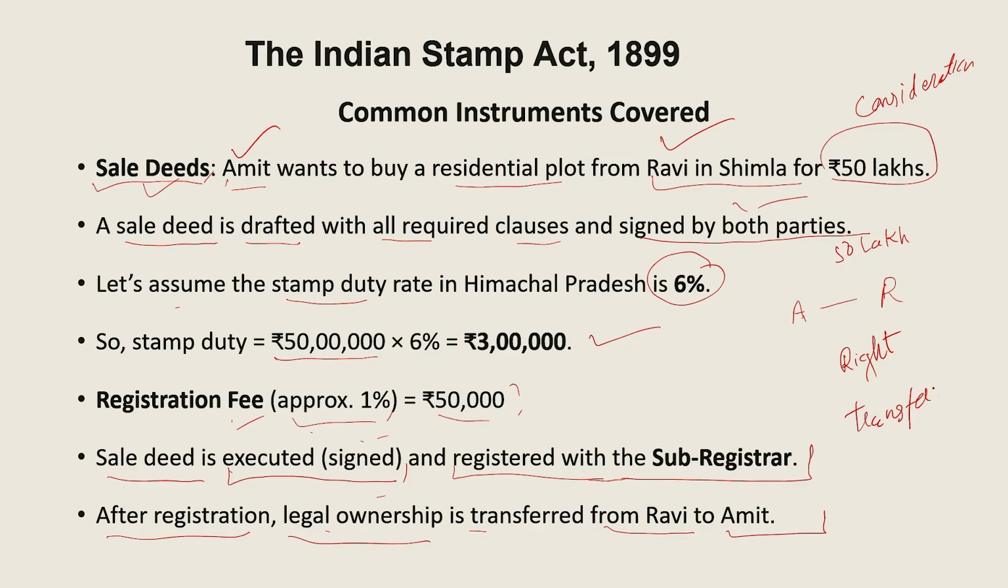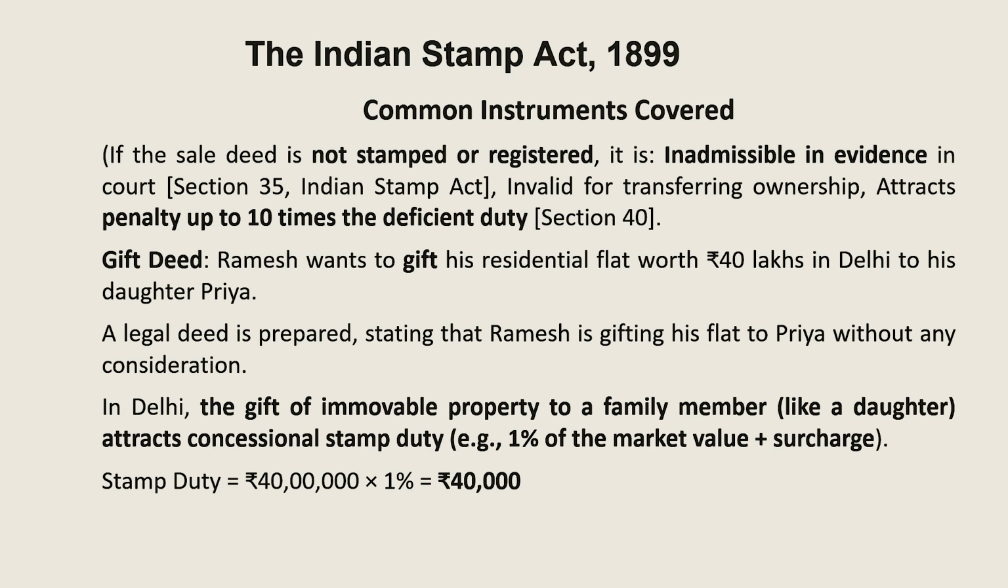Now, if this sale deed between Amit and Ravi is not stamped, or if it is not registered, it will be considered inadmissible in evidence in court under Section 35 of the Indian Stamp Act. Further, it will be invalid for transferring ownership, and it attracts a penalty of up to 10 times the deficient duty. Section 40 deals with this.